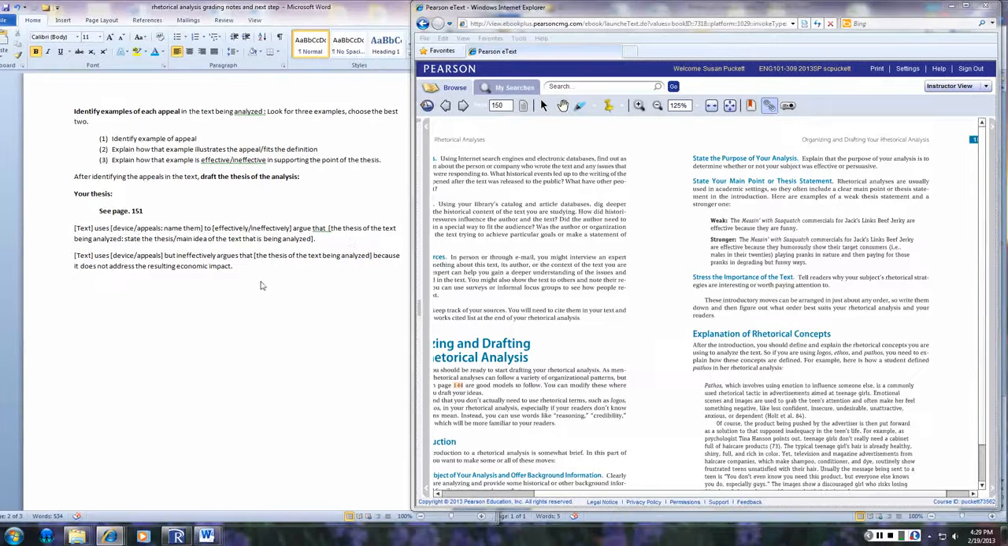Now, if you think they're ineffective, as in Lives Not Worth the Money, this particular text uses these devices, but ineffectively argues because. Why is the argument ineffective? You can, however, address how a text uses some appeals effectively, but then is ineffective because of its limitations.